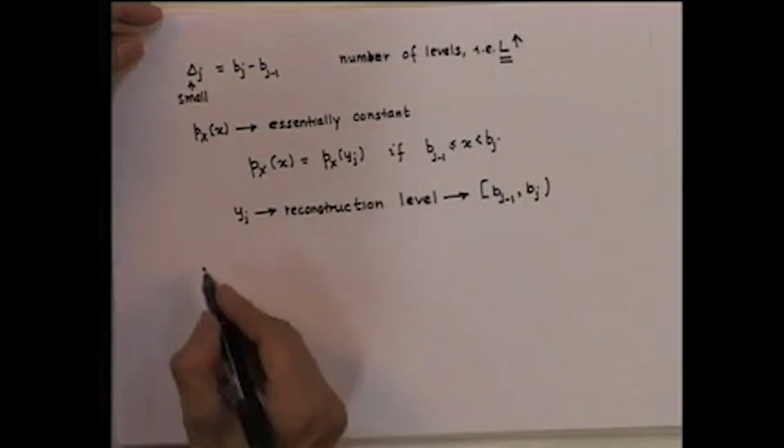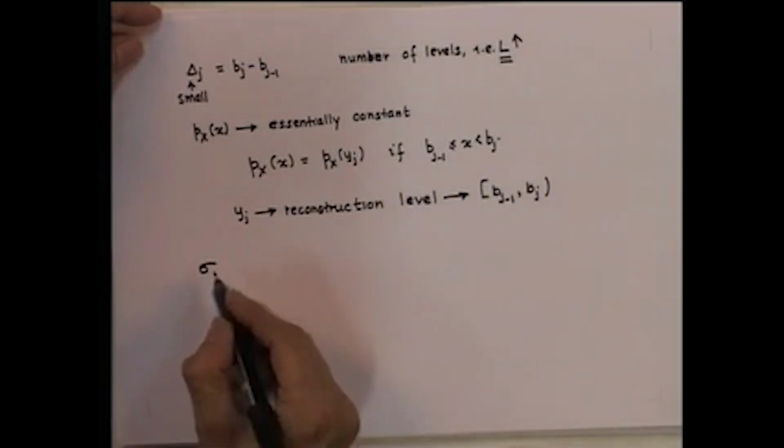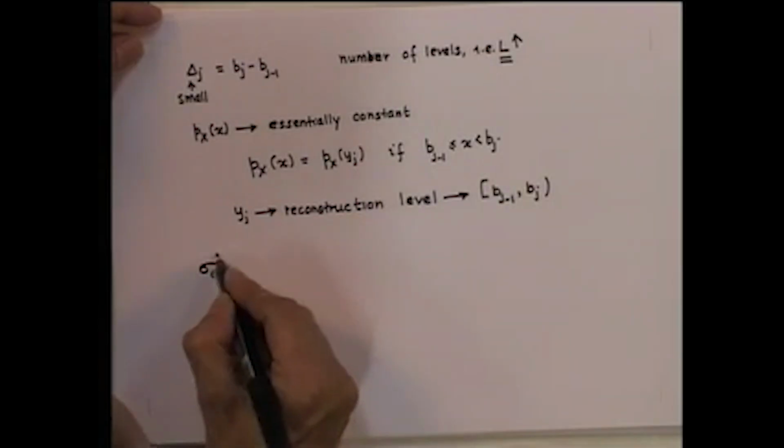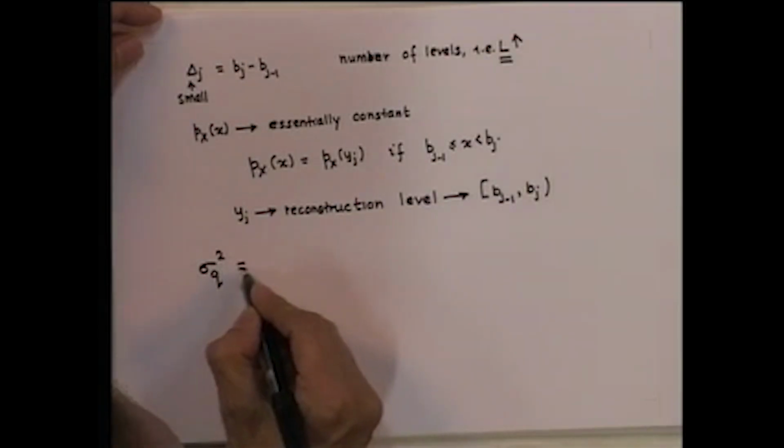Now, we know that the mean squared quantization error is given by the following expression.